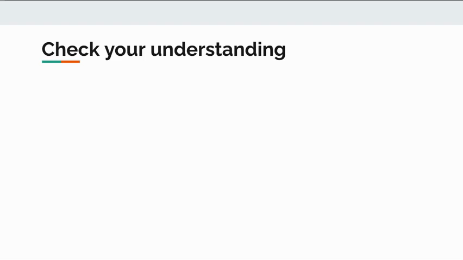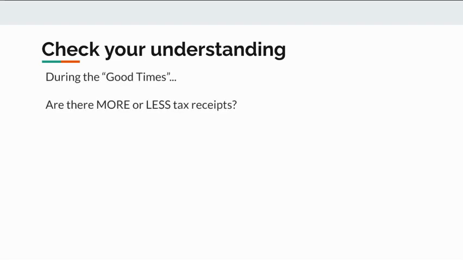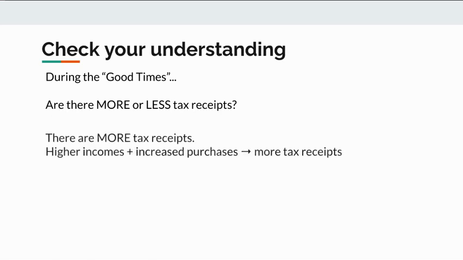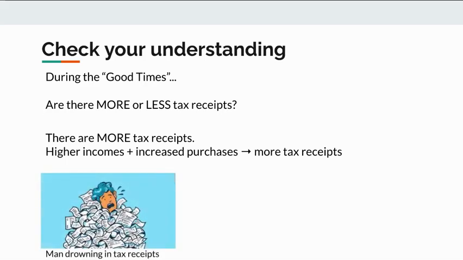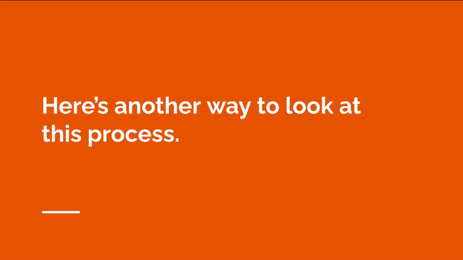Okay, let's briefly check your understanding. So during the good times, would there be more or less tax receipts? Shout it out in your head. I feel like Dora the Explorer. Boots, what do you think? There are more tax receipts because higher incomes and more purchases, right? Because people are employed, they're buying stuff, means that there are more tax receipts. Okay, and so basically, again, during the good times, the existence of sales tax and income tax are going to dampen the good times.